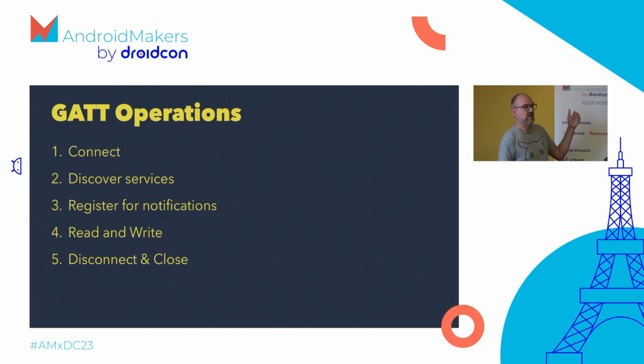Operations: you connect, you discover services, which is the first common mistake if you forget to do that one. You register for notifications, which has a very peculiar API, and then you do the reading and writing, and then you have to, on Android, remember to call both disconnect and close. If you forget to call close, you will leak a reference, and you will keep getting callbacks on your Bluetooth GATT callback.